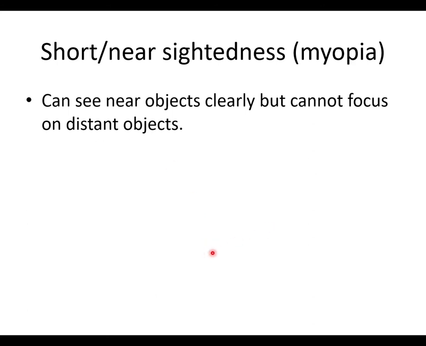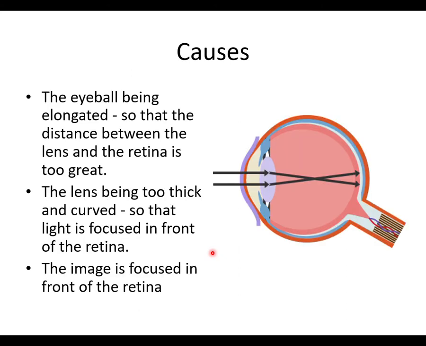Basically, in myopia, you can see objects that are very close, but you can't focus on things that are very distant. And that is caused either by the eyeball being elongated, or the lens being too thick and curved, so the light is focused in front of the retina.